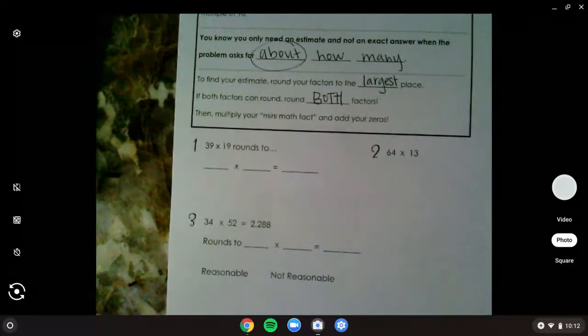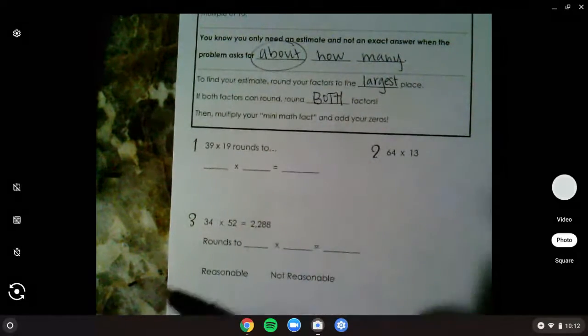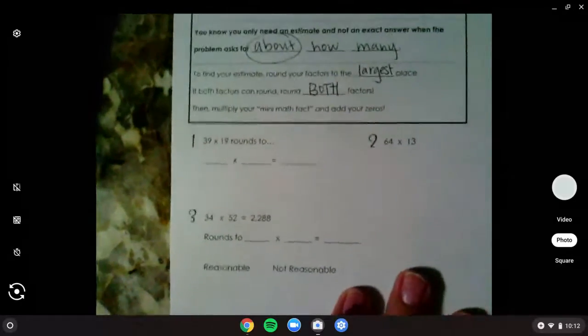Last time we talked about rounding to find estimates, estimated products, we only rounded 1. That's because we only had a single-digit number. Now we're going to have two-digit numbers, two two-digit numbers. So we'll round both. We'll multiply our mini math fact and add our zeros like we did yesterday. So let's look at a few practice problems together. We'll do 3 together. All right.